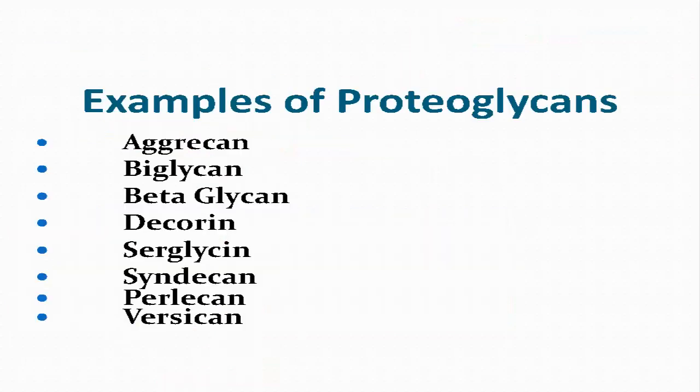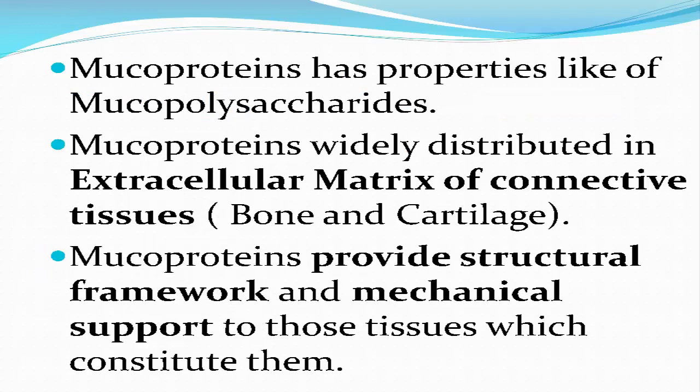So some of the examples of proteoglycans are given here, like aggrecan, biglycan, betaglycan, decorin, sarcoglycan, syndecan, etc. These are some of the names. You can remember a few of them. So these proteoglycans and mucoproteins have more or less similar properties to the GAGs or mucopolysaccharides. They are usually found in the cell membrane, in the extracellular matrix of the connective tissue like bone and cartilage. Their function is to provide structural and mechanical support to that tissue. This is the common function of proteoglycans.